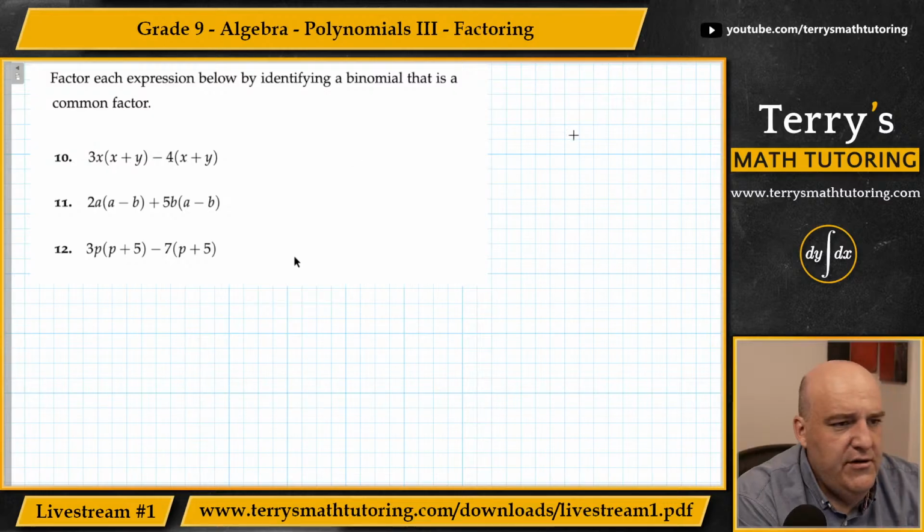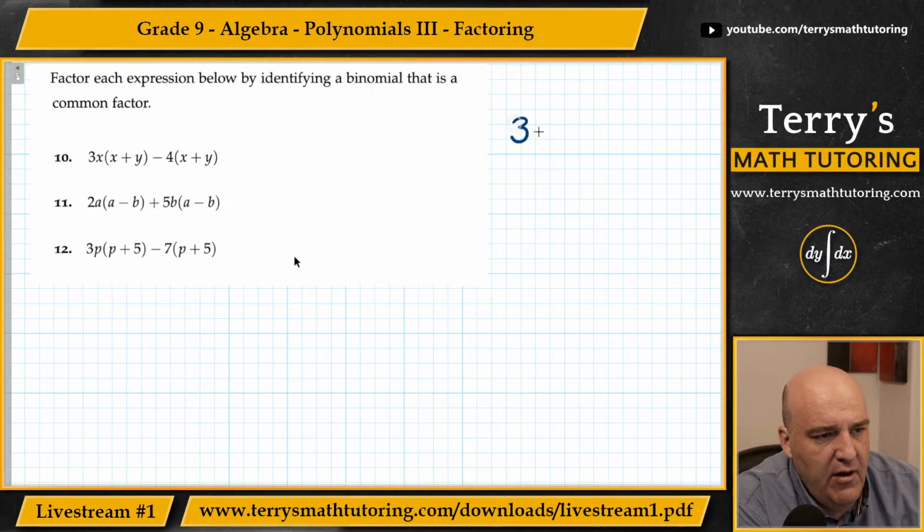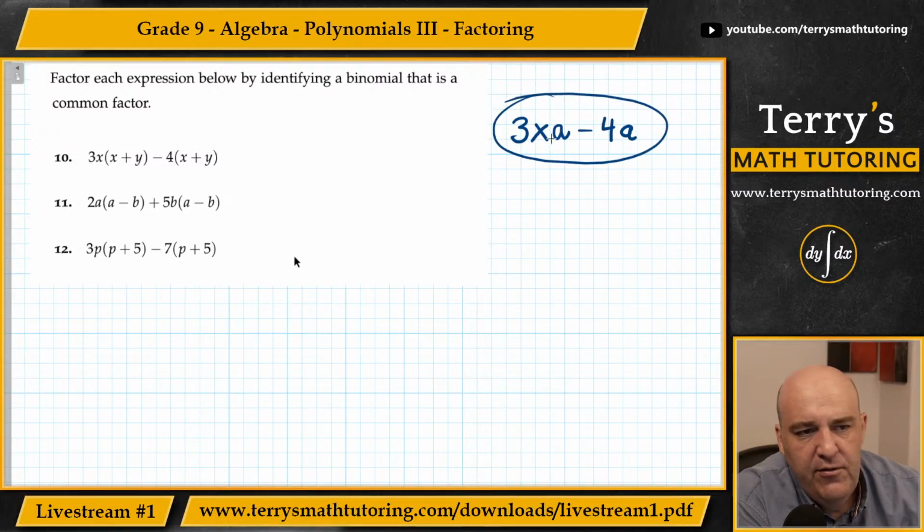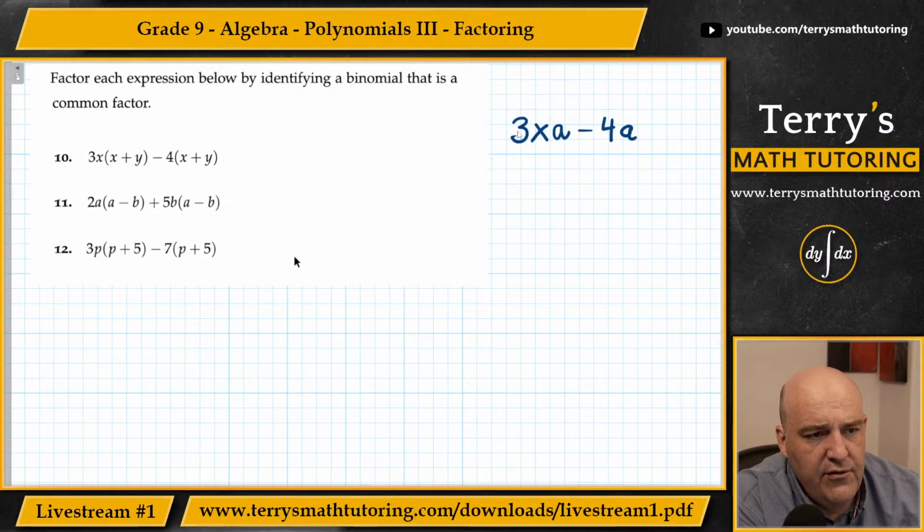Why don't I, just to warm up and get the idea for number 10, imagine that instead of x plus y, I just have another letter like a, all right? So I'm going to replace x plus y by a in both places there, and I get 3xa minus 4a. Let's say I gave that to you. Based on what we were just doing, I don't think you'll have any problem with that. We could factor out an a, right? So let's do that. If we take out an a, we would be left over with 3x minus 4. That's easy.